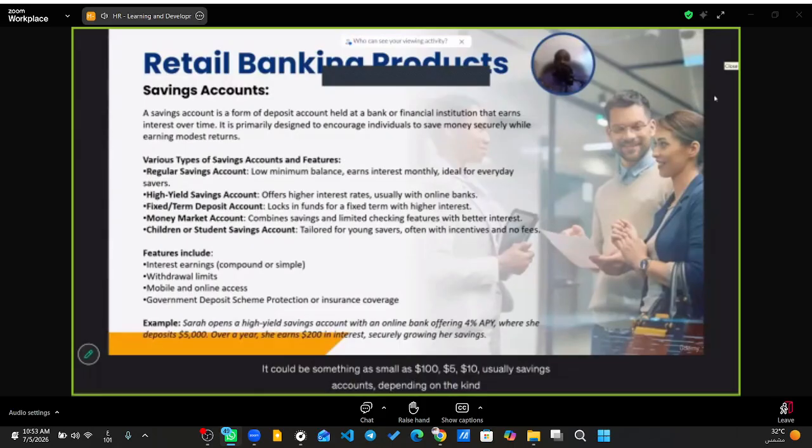Usually savings accounts, depending on the kind of savings account which we'll come to, you can actually put some money into it on a regular basis. Some maybe not so regular. Some don't have upper limits and others, or lower limits, some do. So various types of savings accounts and features. Let's have a look at those.